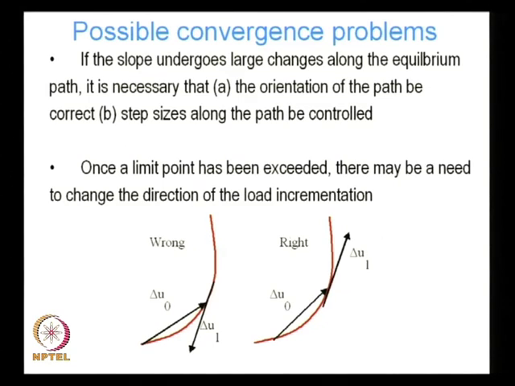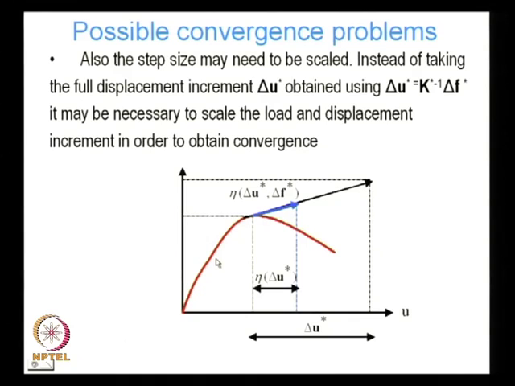For instance, if we have a situation like this where we obviously have a limit point and we are moving along the load displacement curve, we took this initial increment delta u0 and we are evaluating the tangent here. You can see that if the tangent here points in this direction, then the next displacement increment will ask me to travel in this direction in load displacement space, which is totally wrong. It should actually be traveling in this direction. So it may be necessary to check the orientation. Also, the step size may need to be scaled.